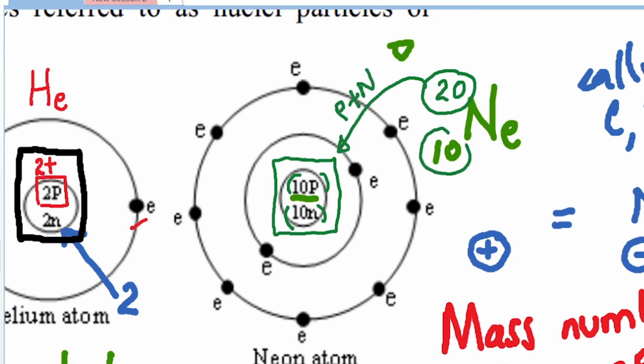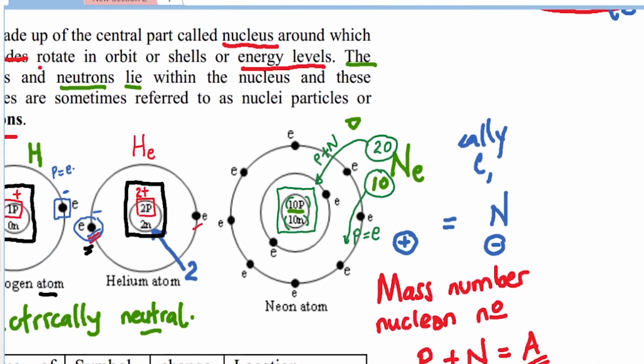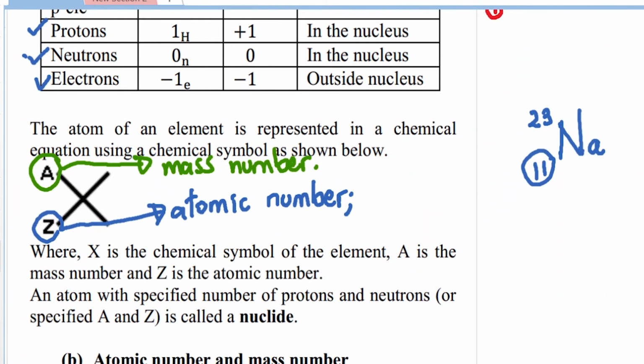The atomic number here represents the number of protons. And for an electrically neutral atom, the number of protons is always going to be equal to the number of electrons. As simple as that. So that is what is being talked about here when they say that the atom of an element is represented using a chemical symbol as shown. We've talked about the atomic number, which is the same as the number of protons, which is the same as the number of electrons. Then the mass number, which is the same as the number of protons plus neutrons. So that's what they're trying to explain here.